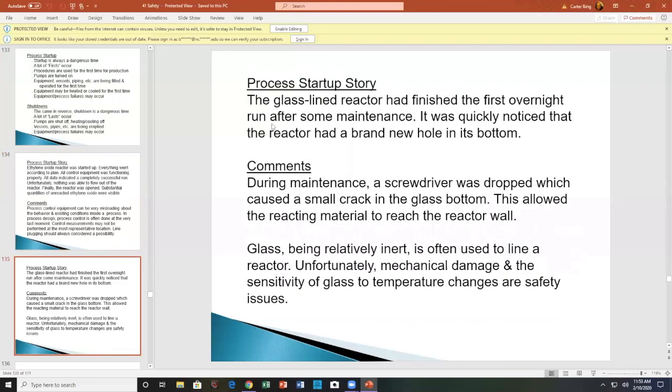Glass line reactor, I already said. Dropped a hammer, left a crack, a new hole in the bottom of the reactor. Glass, relatively inert, is often used to line a reactor. Unfortunately, there are mechanical damage, sensitivity to glass temperature, and safety issues.